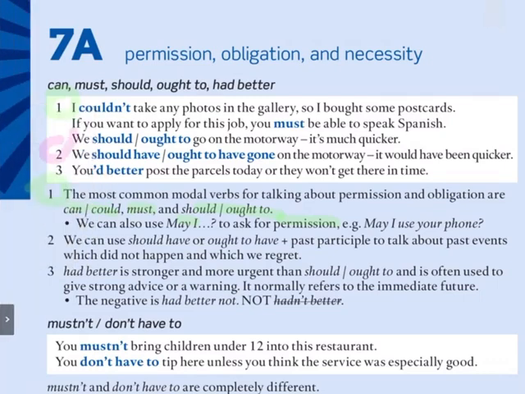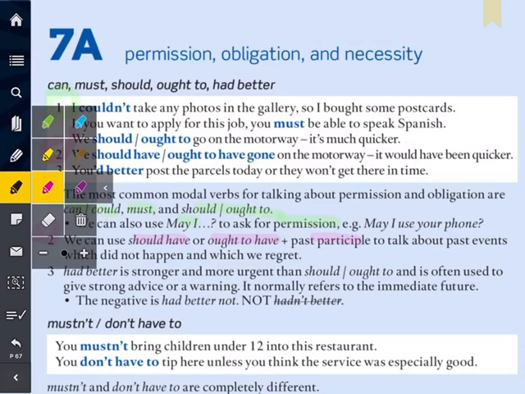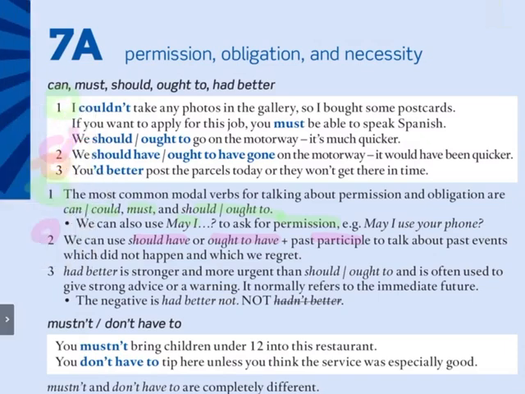Let's see. We should have, or we ought to have, gone on the motorway. It would have been quicker. Let's have a look at the explanation. We use should have or ought to have plus the past participle to talk about past events which did not happen and which we regret. No?